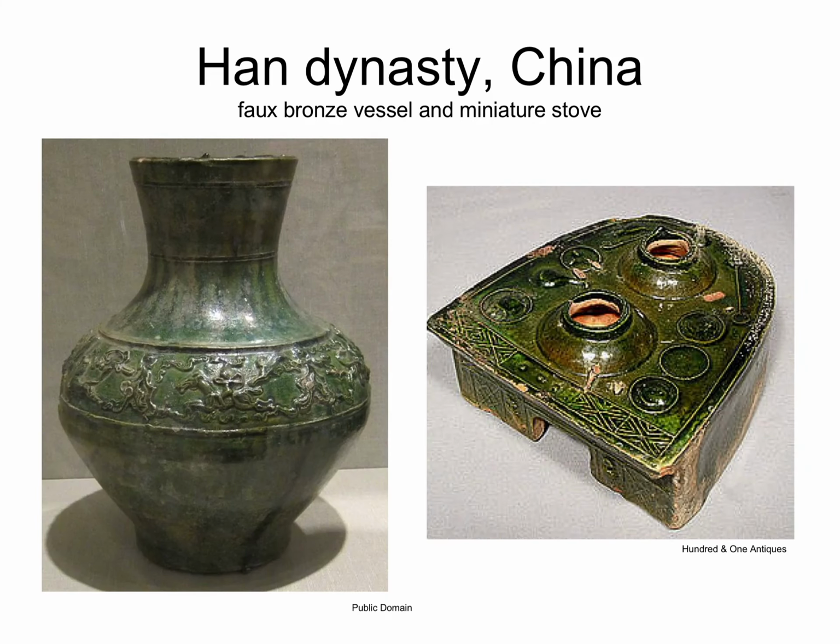In Han Dynasty China, we have this example of a faux bronze vessel. So poor people who could not afford bronze would have imitation bronze in ceramics as offering in their tomb, and a miniature stove, which would have been originally made out of bricks and metal.